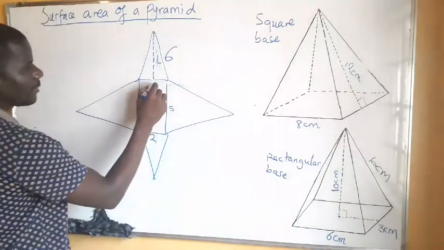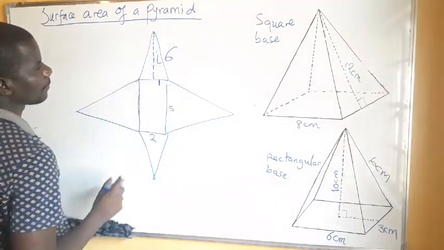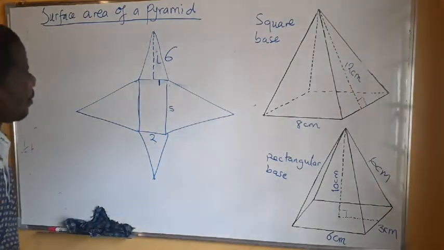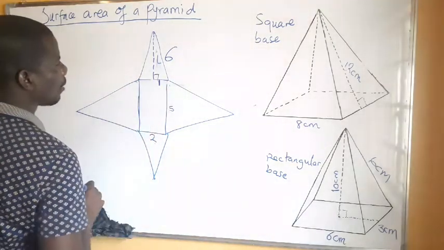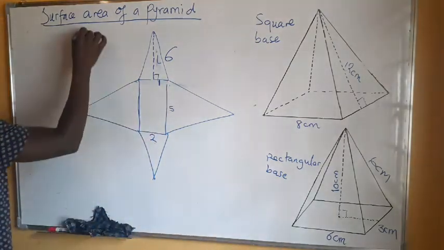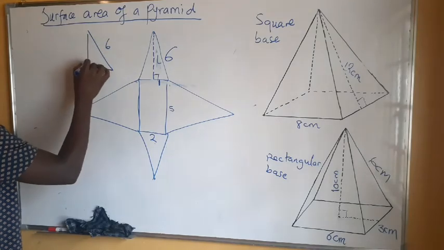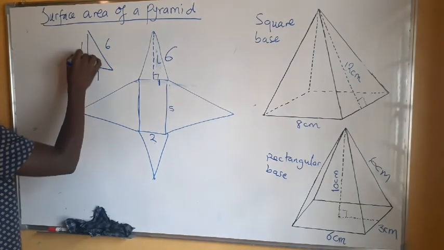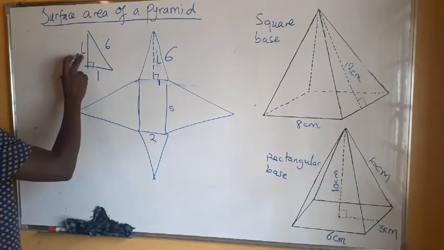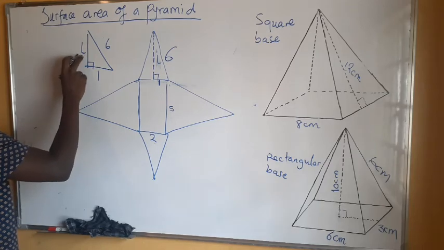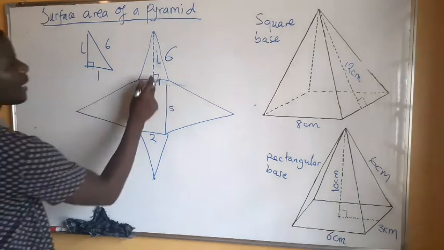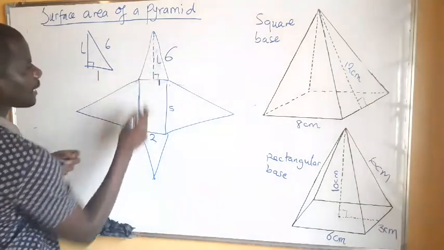Now remember that here you're going to have a triangle like this. You have 6, and then you've got 1, and then our slanting height is coming this side now. It's perpendicular in this case. This is our slanting height.